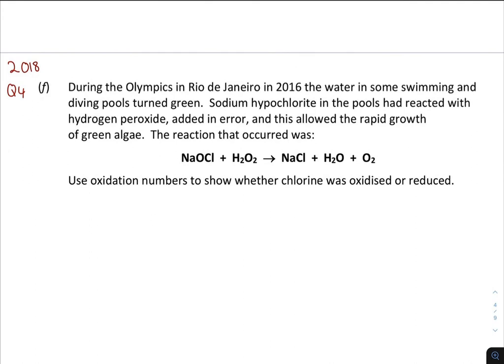Same principle again. You're to use oxidation numbers to show whether chlorine was oxidized or reduced. So I write out the full equation here. So that's your NaOCl plus H2O2. Now, as soon as I see H2O2, a few alarm bells are going off there, simply because you have a peroxide. And also, as soon as you see chlorine, some alarm bells should be going off there too, because chlorine is a halogen, and when you see the halogens, you must refer to the electronegativity values. Okay, so you are going to need your periodic table for this.